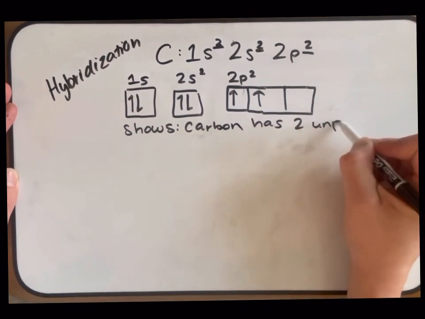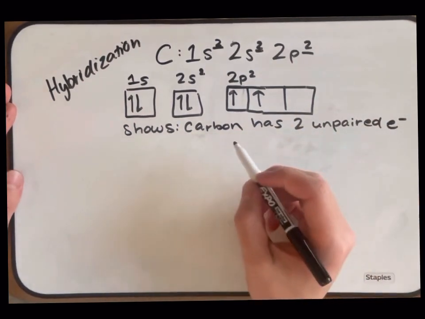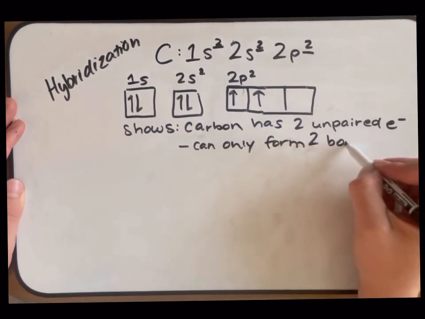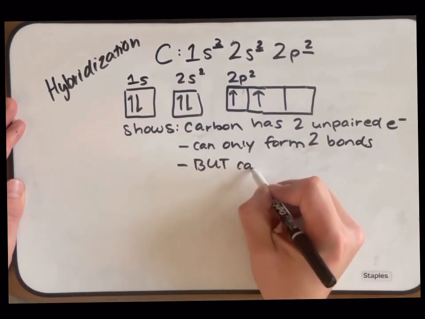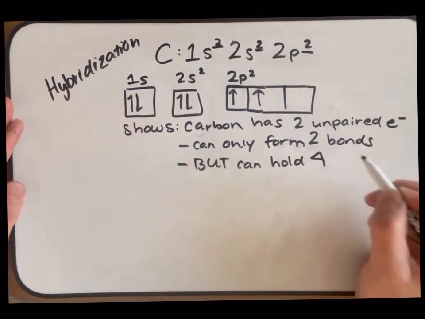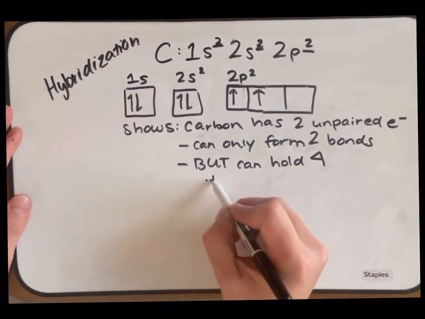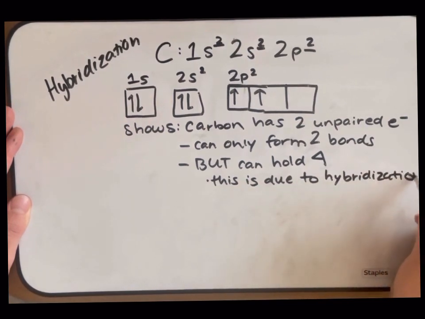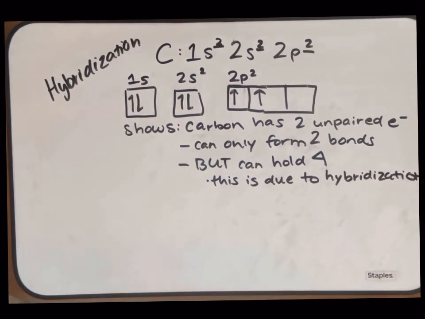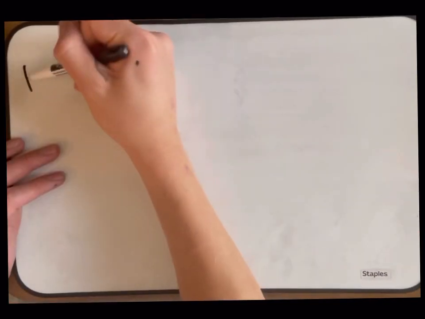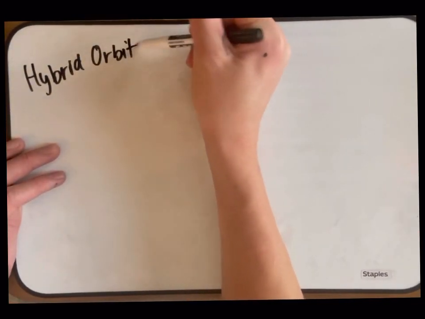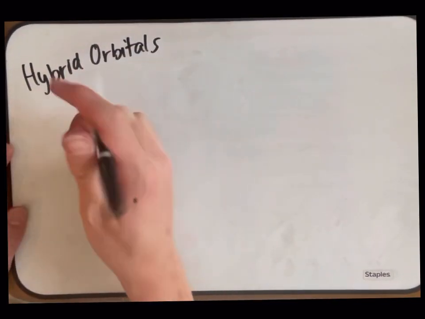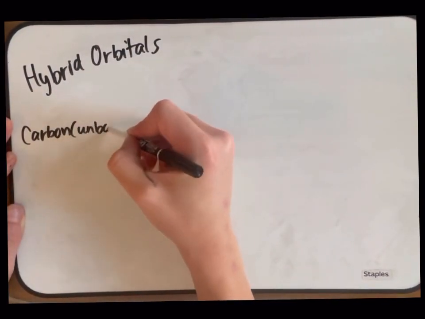So what does this show? This shows that carbon has two unpaired electrons, and it can only form two bonds. But it can hold four. And the reason why carbon can hold four bonds is because of hybridization. So let's talk about hybrid orbitals to understand this concept.